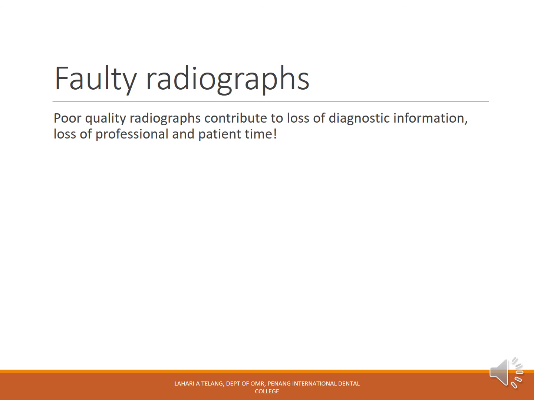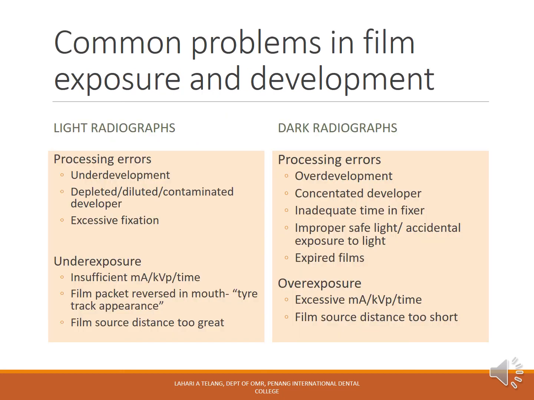Moving on to the last part of the chapter, which is faulty radiographs. Faulty radiographs can be of poor quality and lead to loss of diagnostic information and also loss of professional and patient time. You might end up having to repeat the radiograph if it is of poor quality. The problems with faulty radiographs can happen with film exposure as well as during development. Now, these can be light radiographs or dark radiographs.